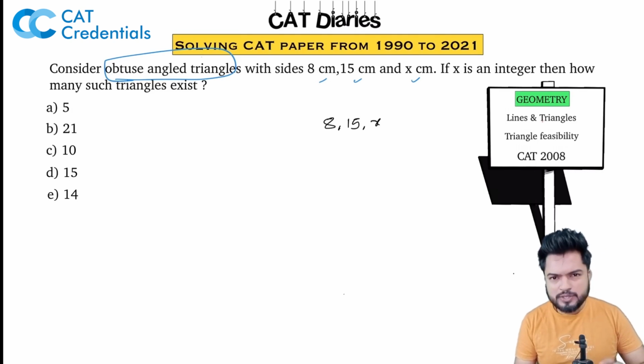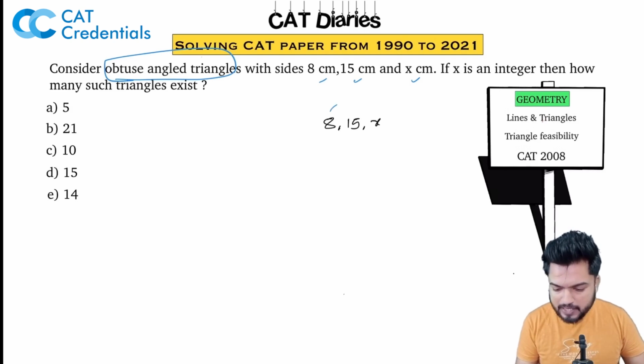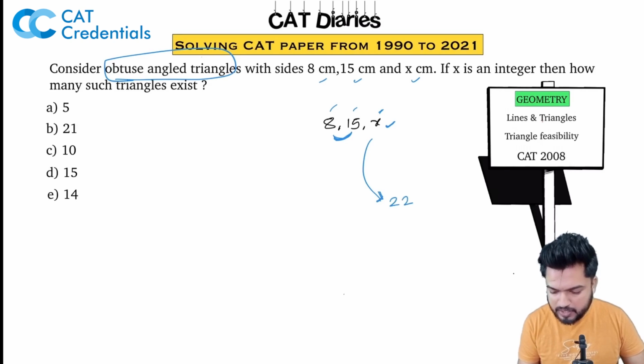There is a chance that you might think in this way. Let me just tell you, this is not how you should solve it, but it gives you an idea about how you can make a mistake here. I can get to the answer in 1 minute, but let's understand the scope of making a mistake. So 8, 15, and x are the sides. The sum of the two sides has to be greater than the third side for a triangle to be formed. The sum of these two sides is 8 plus 15, that is equal to 23. So x has to be less than 23, and the maximum value x can take is 22. It cannot take 23, because then the sum of the two sides will be equal to the third side, which is not possible.